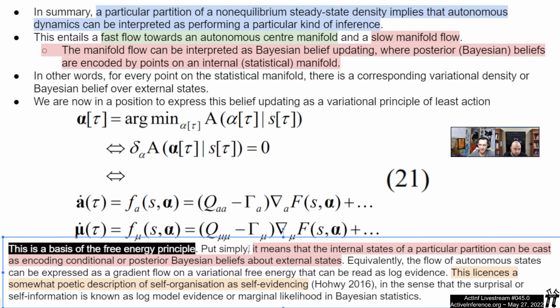Put simply, but not too simply, I guess, it means that the internal states of a particular partition can be cast as encoding conditional or posterior Bayesian beliefs about external states. This licenses a poetic description of self-organization as self-evidencing. We'll unpack it later, just wanted to mention it so we can continue.